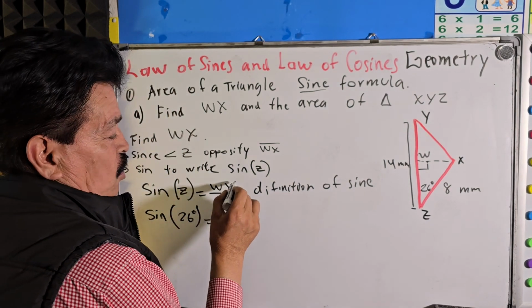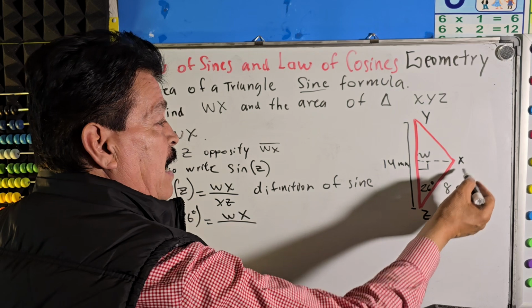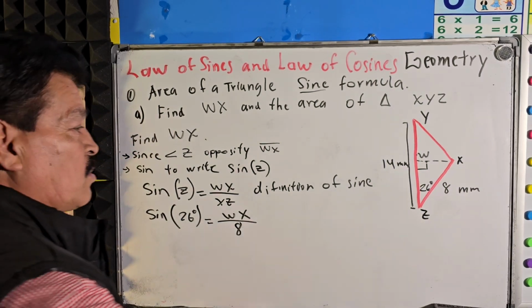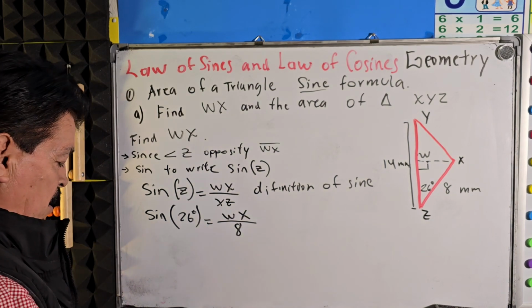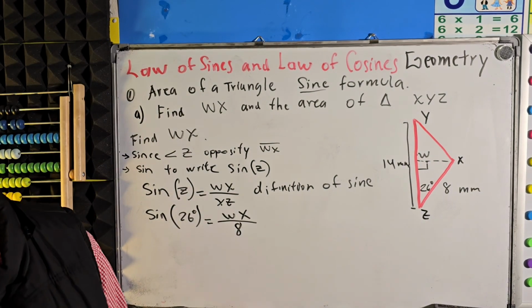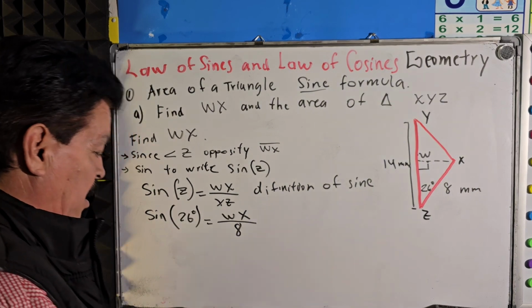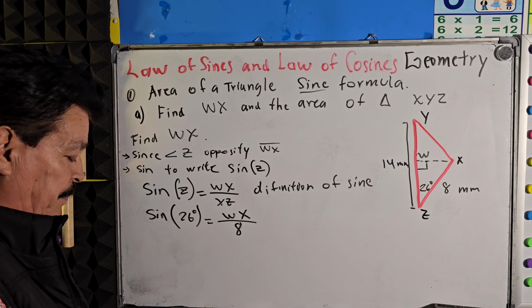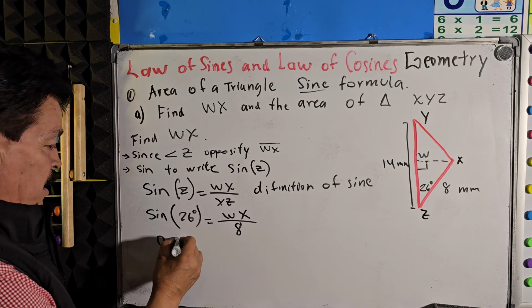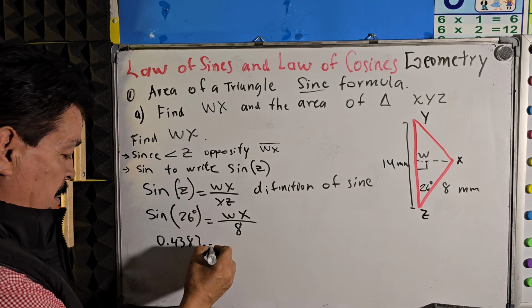Remember, the top is opposite leg, and then divided by hypotenuse. This is hypotenuse. Hypotenuse is 8. Okay, it's 8, hypotenuse right here in our triangle. So if we find the sine, let's see in the calculator. You see how much is the sine? Here is equals 0.4383, right?